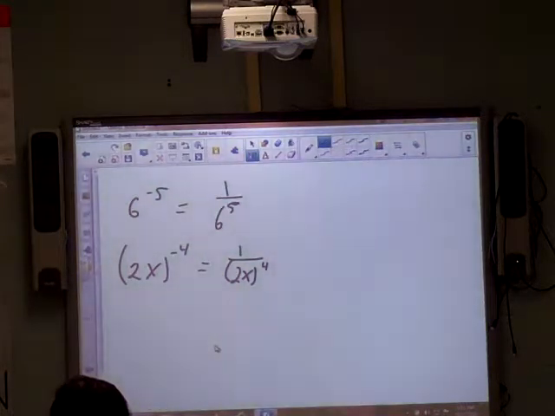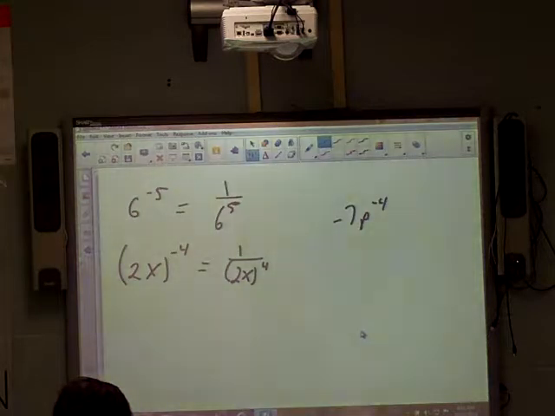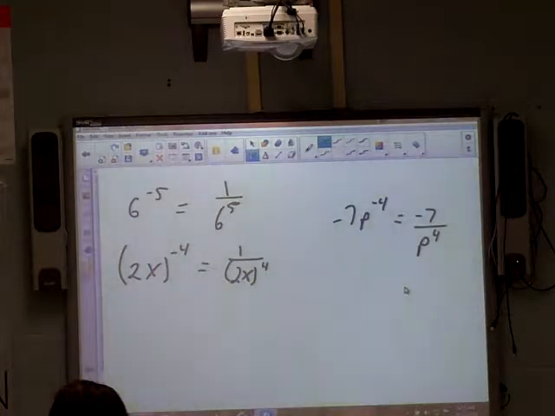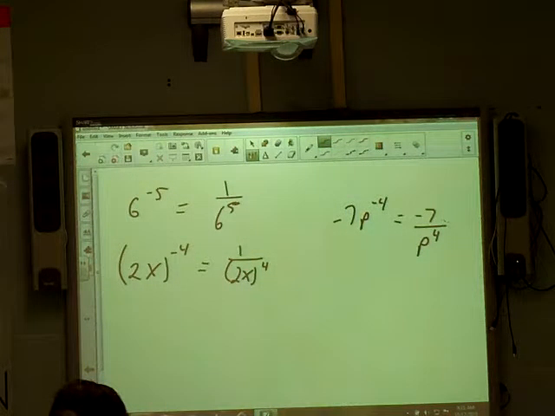Now, since we said that, what about something like this? Negative 7p to the negative 4th. I'm not going to put the whole thing underneath 1 here, because that negative 4 is not going to both pieces. It's only going to the p, so that negative 7 is going to stay on top, and then you put your p to the 4th on bottom. A lot of people don't understand why I didn't put a 1 up there. I did. Negative 7 times 1 is negative 7, isn't it? So it's still the same.